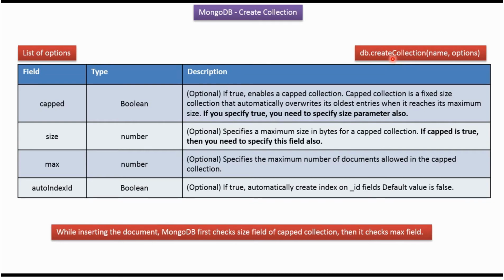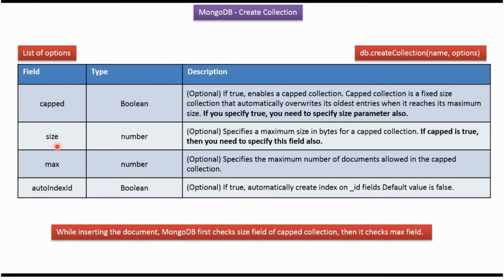Here you can see the syntax of create collection. In that the second parameter is options, which is an optional field. Here you can see the list of options. The first one is capped. The type is boolean, and if it is true, it enables the capped collection. Capped collection is nothing but a fixed size collection that automatically overwrites its oldest entries when it reaches its maximum size. If you specify true, then you need to specify size parameter also.